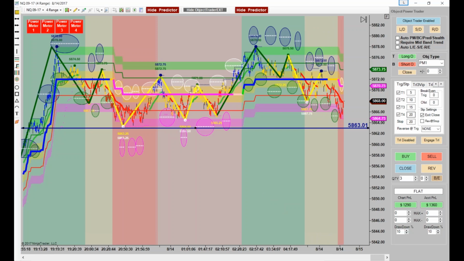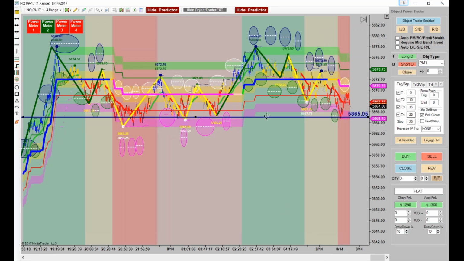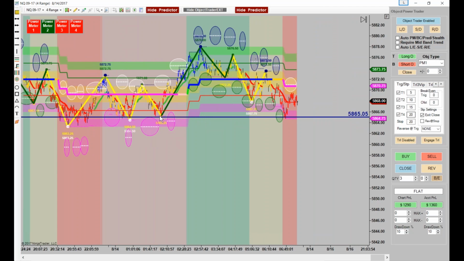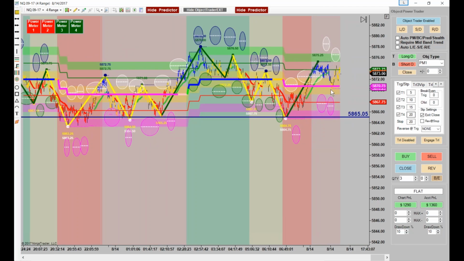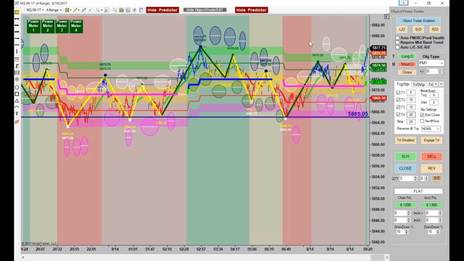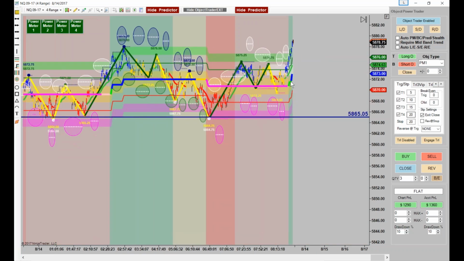Checking support. See it check that support. Stealth went green. Higher low. See it? Already clicked it. And there's your answer to that. See how it's still heading up?